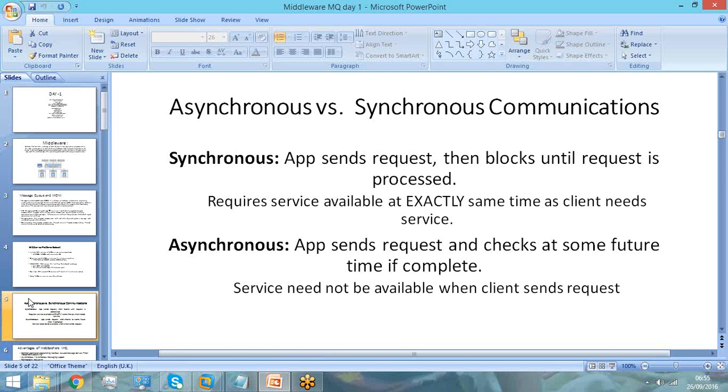So what is synchronous and asynchronous communication? Suppose take this example. Citibank is communicating with HSBC through MQ software. Okay, Citibank's program or application is sending a message across MQ software to HSBC.